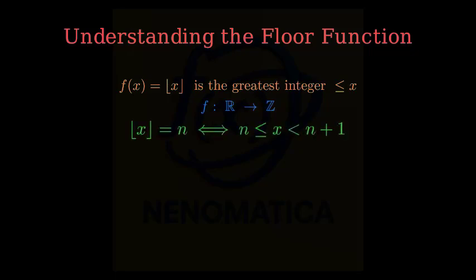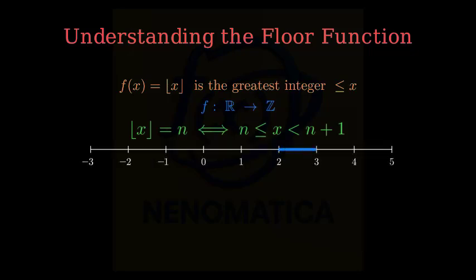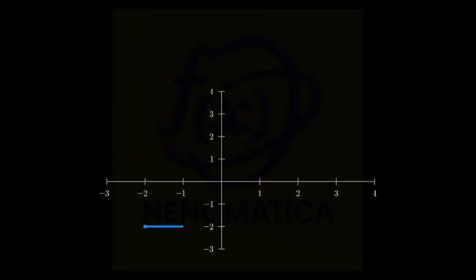Floor of x equals n if and only if n is less than or equal to x, and x is less than n plus 1. Let's visualize that on a number line. If the floor of x equals 2, then x must lie from 2 inclusive up to 3, but not including 3. The floor function is a step function. It stays constant between consecutive integers and jumps at each whole number.